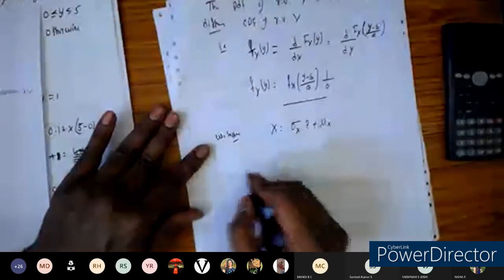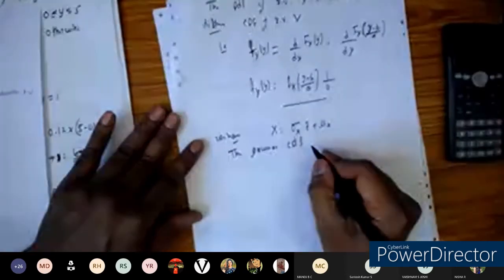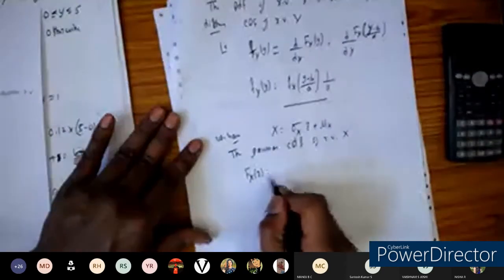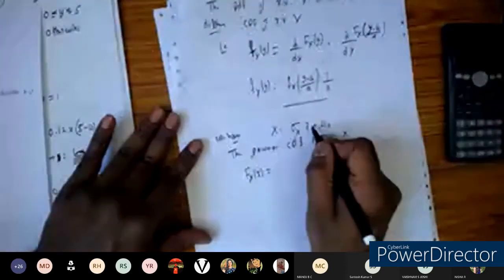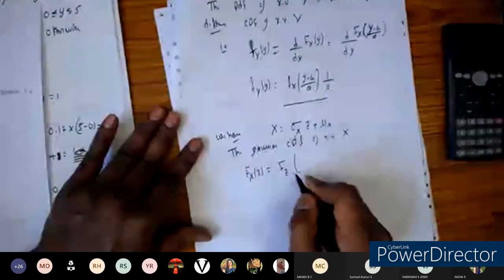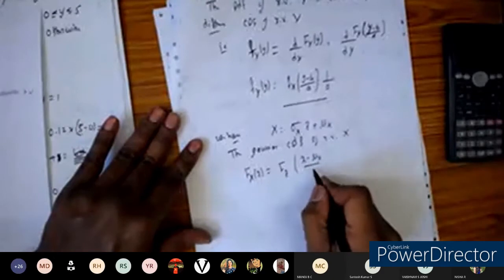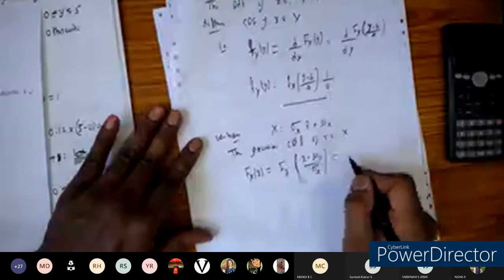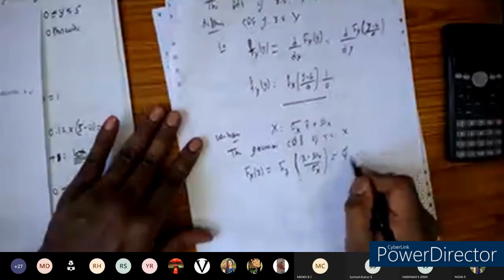So you can take the Gaussian CDF of the random variable x, which is given by F x of x. In terms of the random variable z, that will be equal to F of z at x minus nu x divided by sigma x. So we can express it in terms of the normalized Gaussian random variable, which is x minus nu x divided by sigma x.